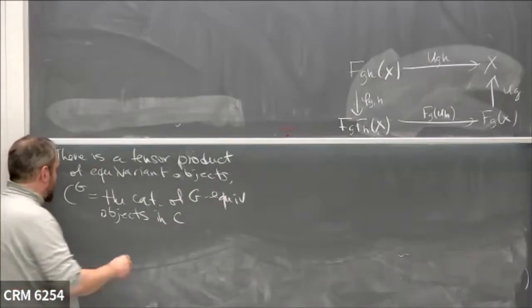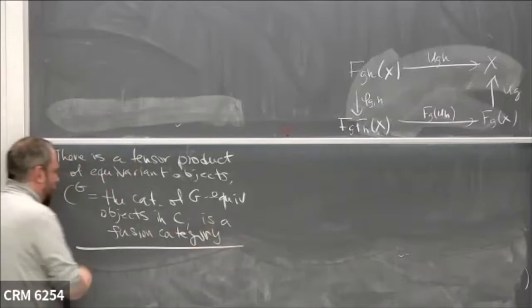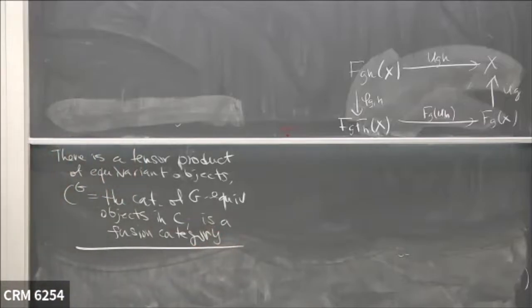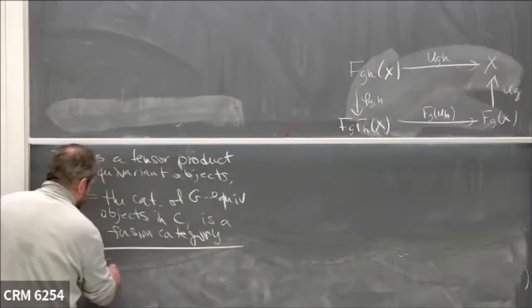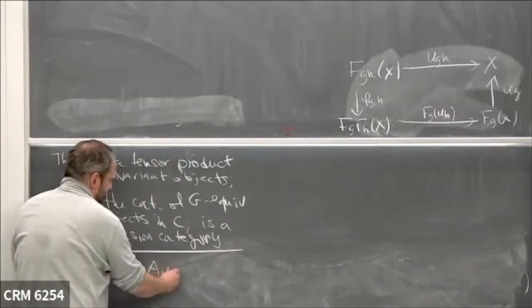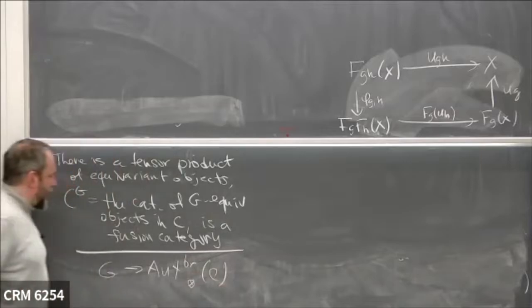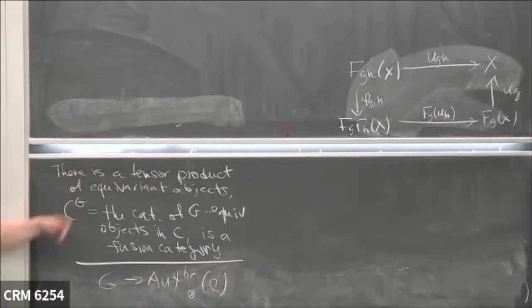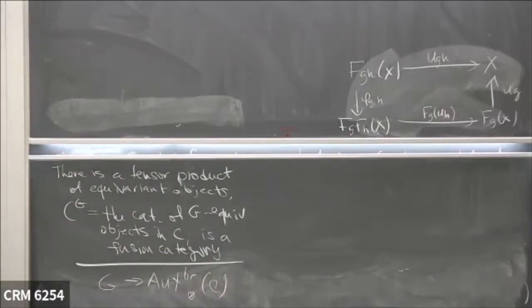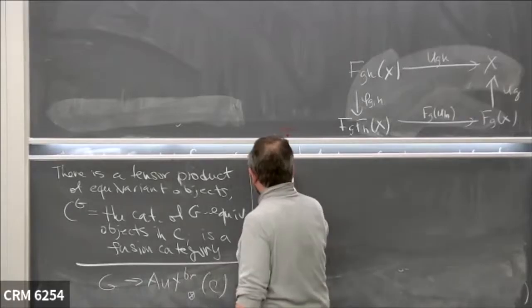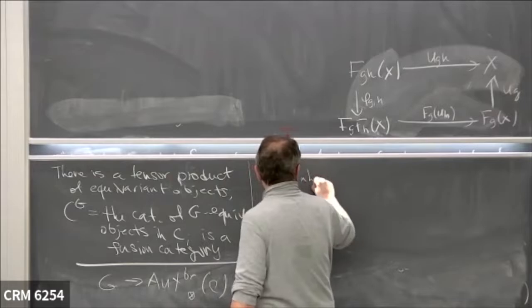In fact, it's a fusion category, but it's actually even more than that, because we never used so far the fact that this action of G on C is by braided equivalences, right? And by definition, it was a braided action. And because of this, this equivariant category C^G inherits the braiding from C.